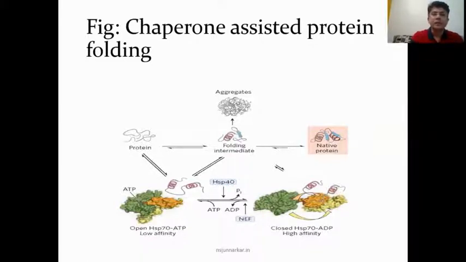If the folding is not proper, then again the folding intermediate can be bound by the HSP70 family and the folding can be carried out. And yet if it is not possible, then these HSP70-ADP molecules deliver the protein to the HSP60 family, which then folds the proteins in a proper manner.